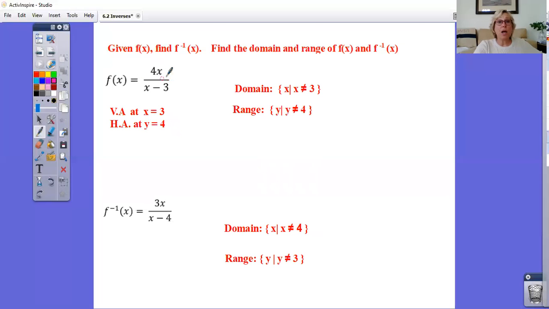If you'll notice on this example, the domain is x cannot equal 3, and the range is y cannot equal 4, because we know the vertical asymptote and the horizontal asymptote. So on the inverse, if you'll notice, the domain of the original is the range of the inverse. The range of the original is the domain of the inverse. And we just use x for domain and y for range.